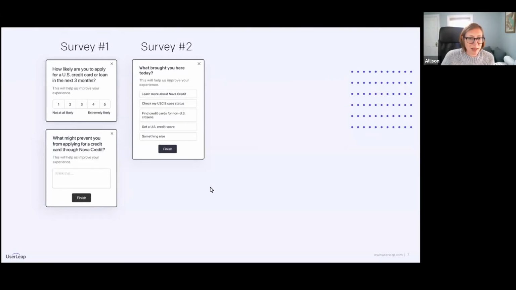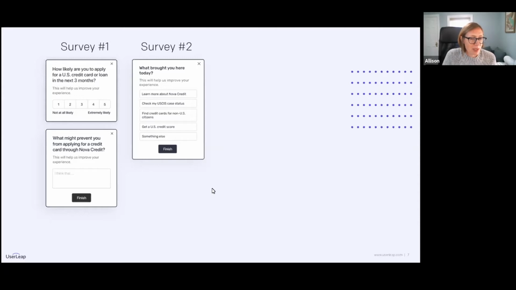But what they were able to learn from this question is that a lot of people were visiting for other things. A lot of it was related to the content that Nova Credit was putting out for new immigrants. So they were attracted to those topics, but it wasn't specific to applying for credit cards or doing exactly what Nova Credit was offering or trying to encourage users to do. So we saw that people were in the relevant target audience, coming for relevant reasons, but they weren't actually moving forward.